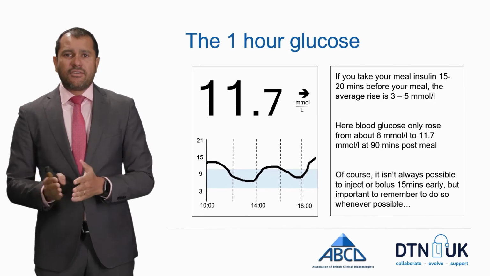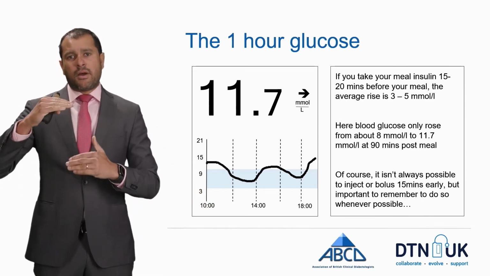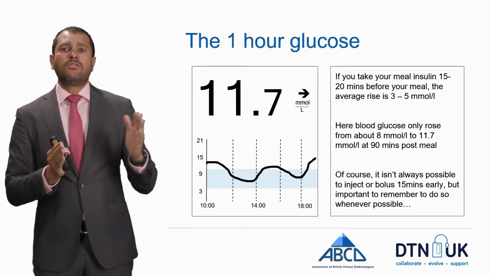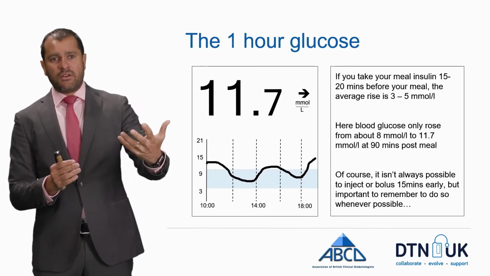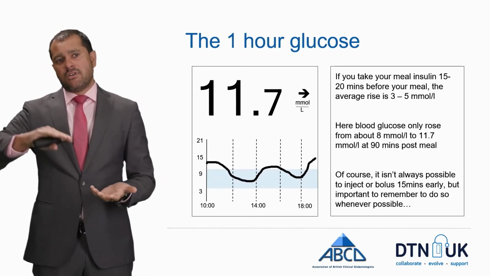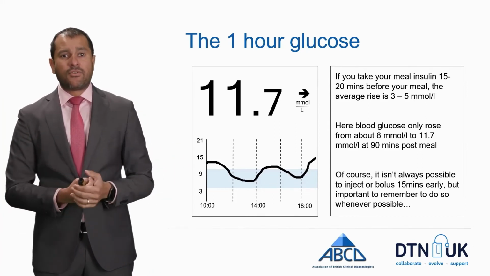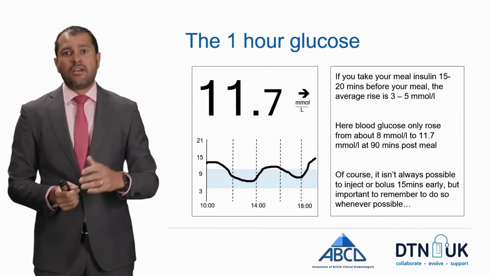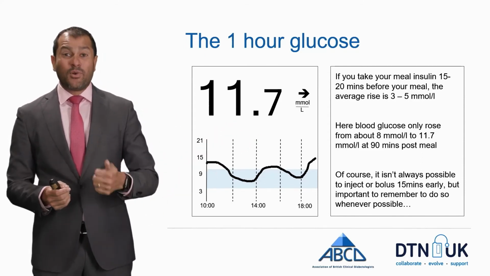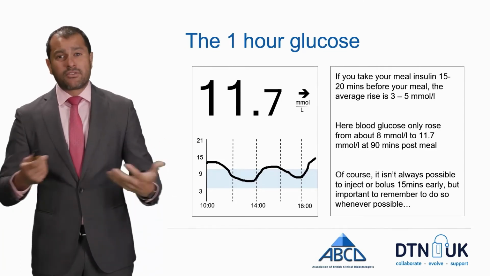If you take your insulin 15 to 20 minutes before your meal, the average rise is about 3 to 5 millimoles. So it makes a huge amount of difference. And so you can see here blood glucose was in range pre-meal, the patient had a meal, and now an hour and a bit later, blood sugar is flat and at 11, so it's only risen by about 4 or 5. Now, of course, it isn't always possible to inject 15 minutes early, but it's important to do so whenever possible. Every time you do it, you're buying yourself some A1C for free.